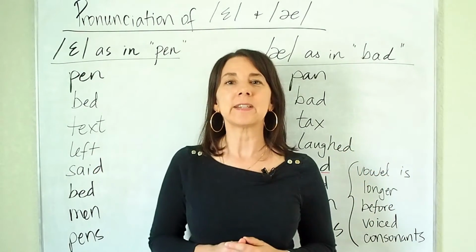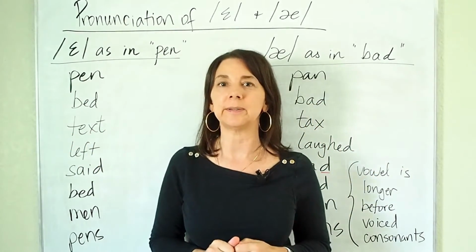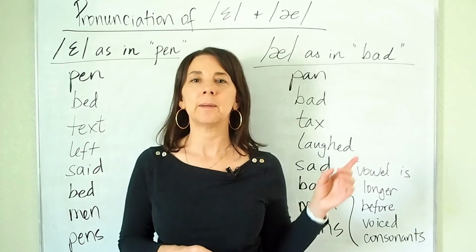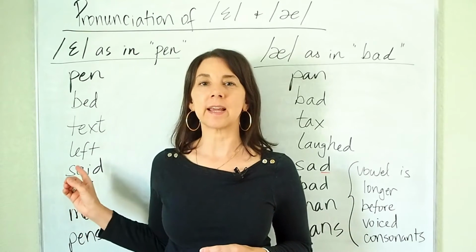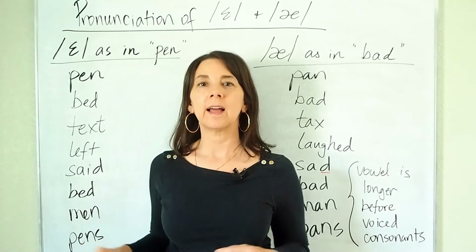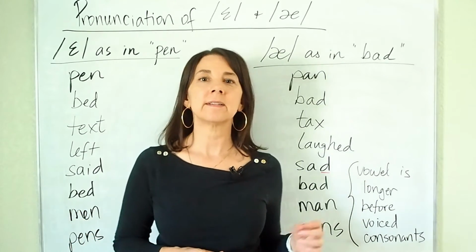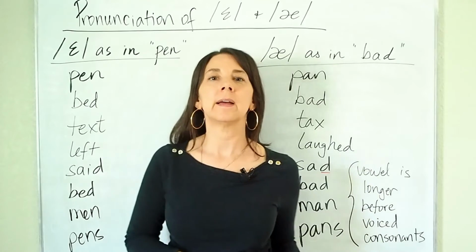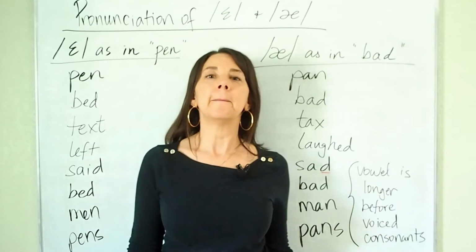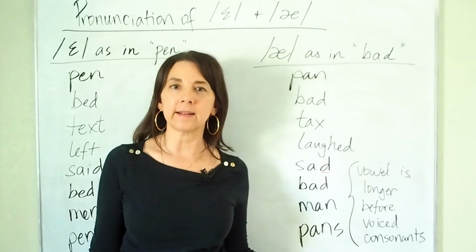Now, let's practice them together. We'll practice the e vowel and then the a and try to make the difference clear. Pen, pan. Bed, bad. Text, tax. Left, laughed. Said, sad. Bed, bad. Men, man. Pens, hands.